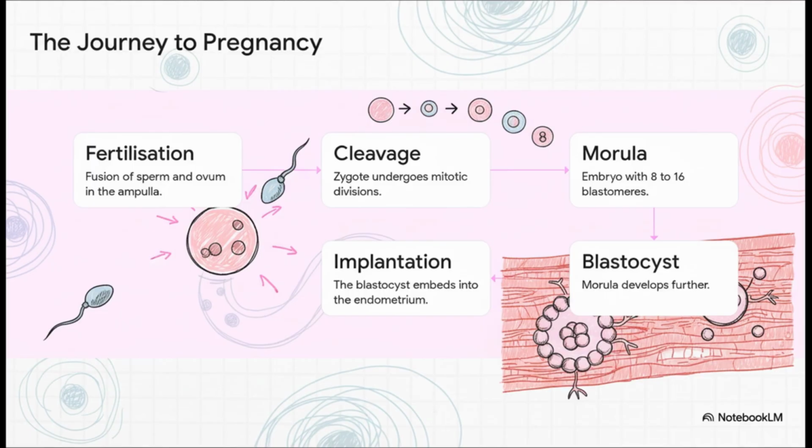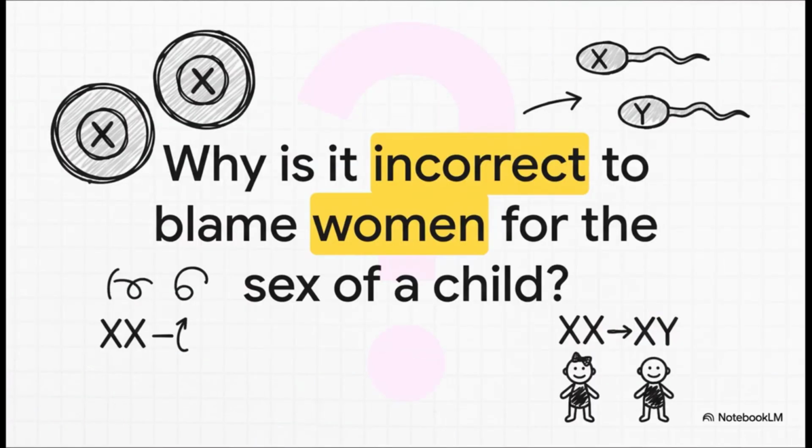It keeps dividing and developing into a hollow structure called a blastocyst. And finally, this blastocyst finds its home and embeds itself into the wall of the uterus. That event, implantation, is what officially marks the beginning of pregnancy. Okay, this brings us to a really important question, one that comes straight from your textbook.